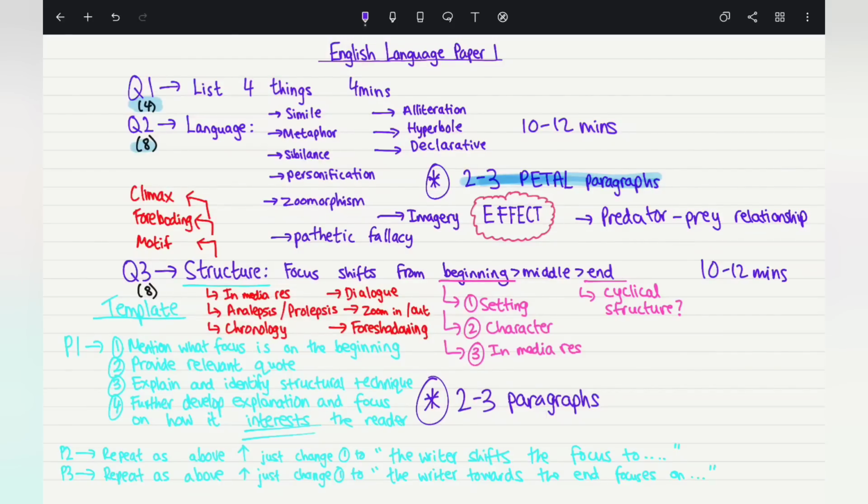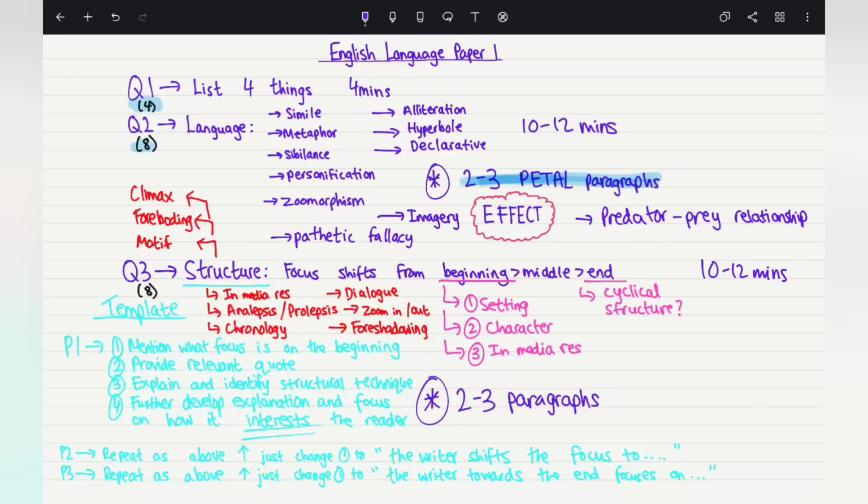Okay. So you have been working on this question in year 10, year 9, etc. So there's nothing complicated about that. Moving on to question 3. Question 3 is all about structure, how the text is organized. So what you need to be doing here is looking at the focus shifts from the beginning to the middle to the end.